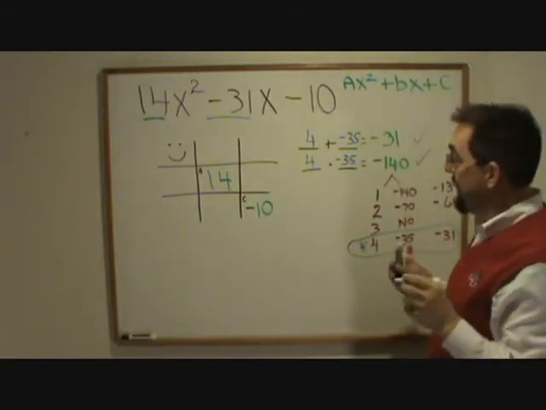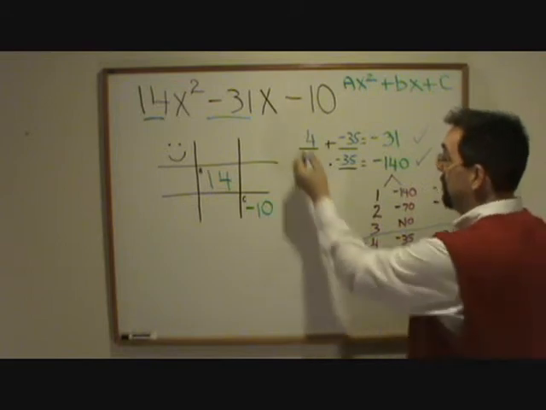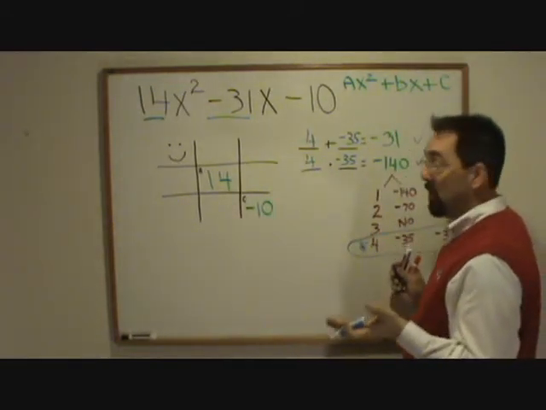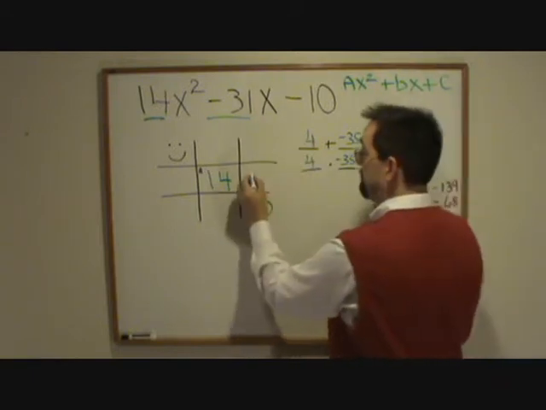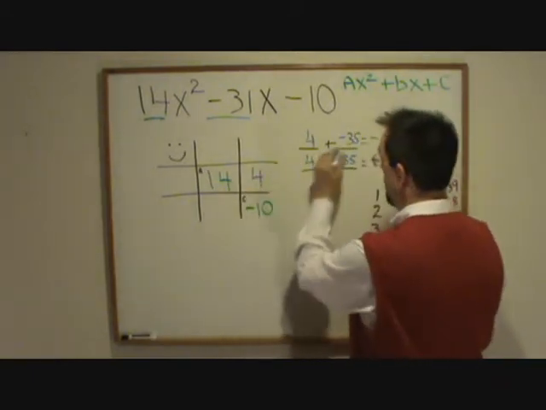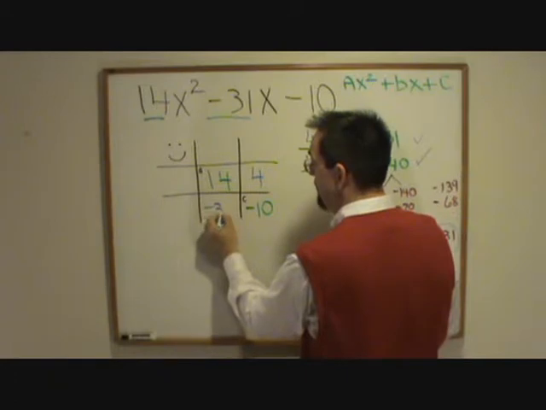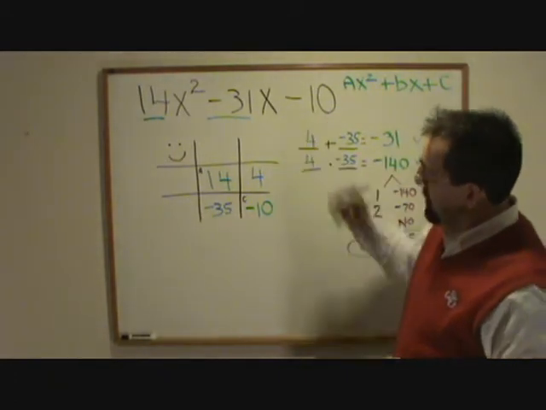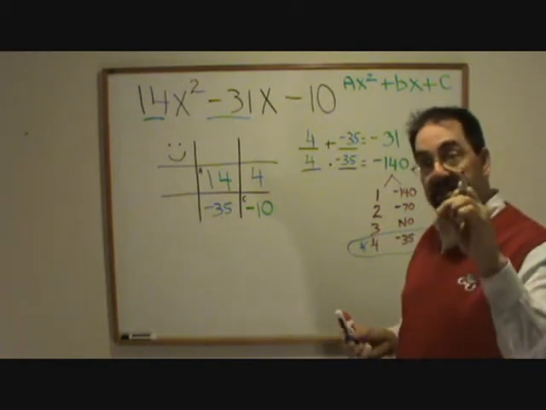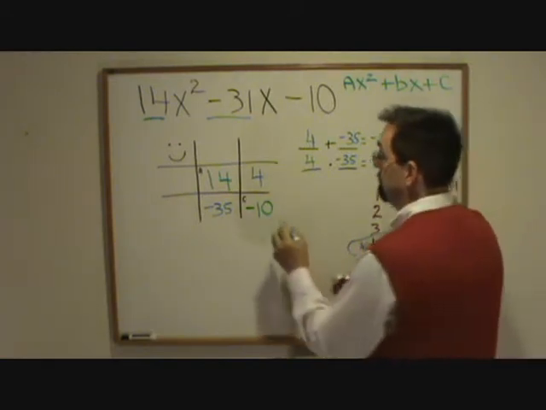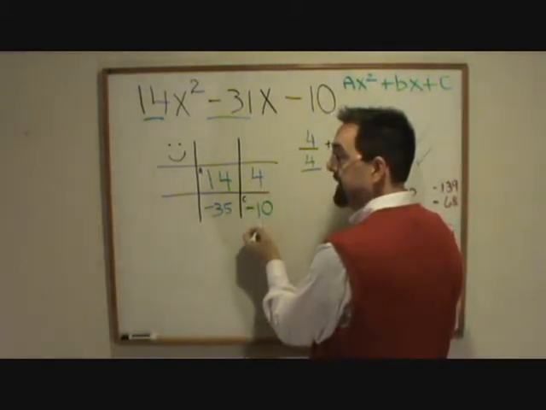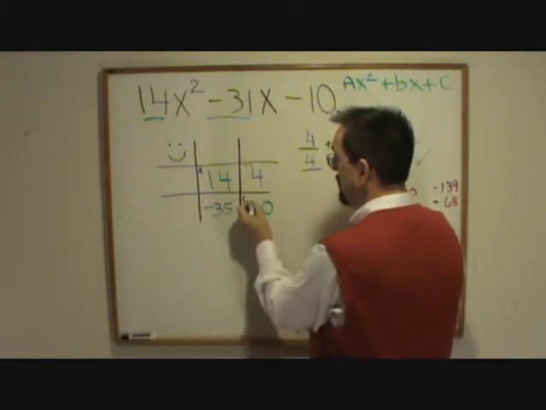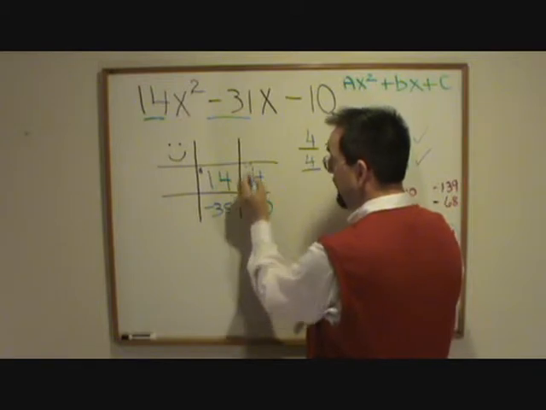Good. Now, if we think back to the previous tutorial, I take these two numbers and I stick them in here. Doesn't matter which way. But since this is closest, I'm going to put the 4 right here and the minus 35 down here. Now, let's find the greatest common factor. Okay, 4 doesn't go into 10, so I can't pull a 4. 2 times 2, 2 times 5. I can pull a 2 out.